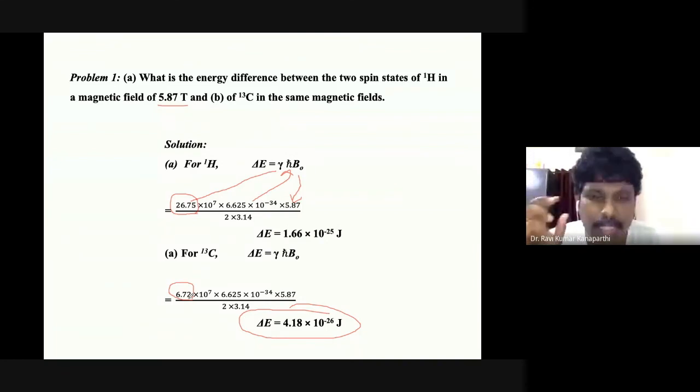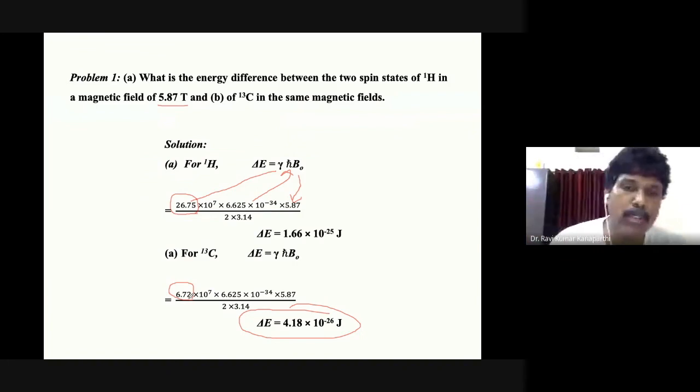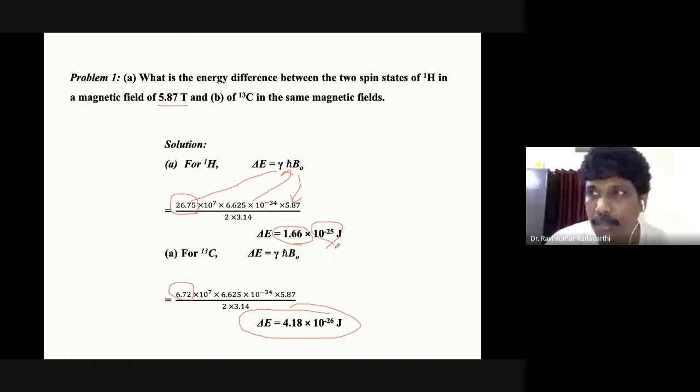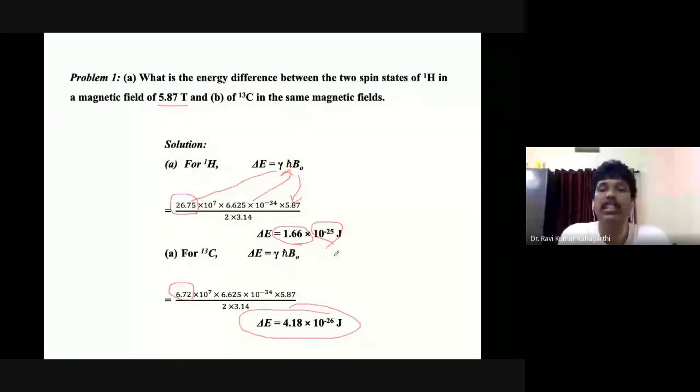Okay, forget about this number, because when you have a huge number, this is the huge number. This is a very small number, 10 raised to minus 25, minus 26. This is very, very small. So what does that mean? That means that the energy gap is very, very small.